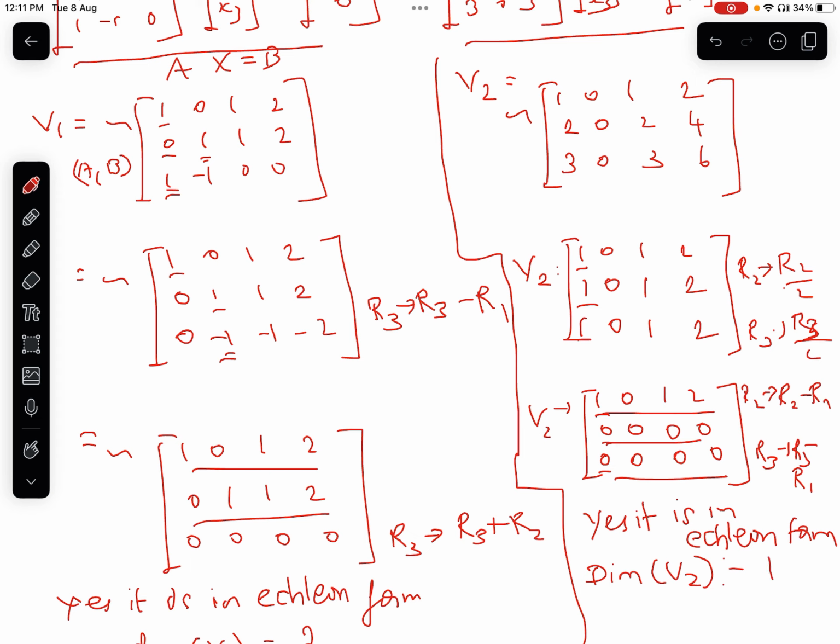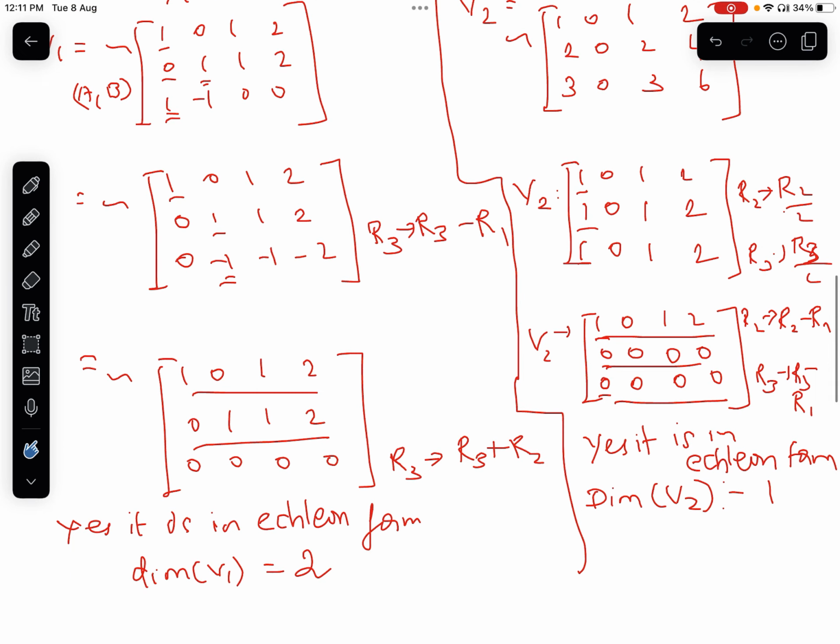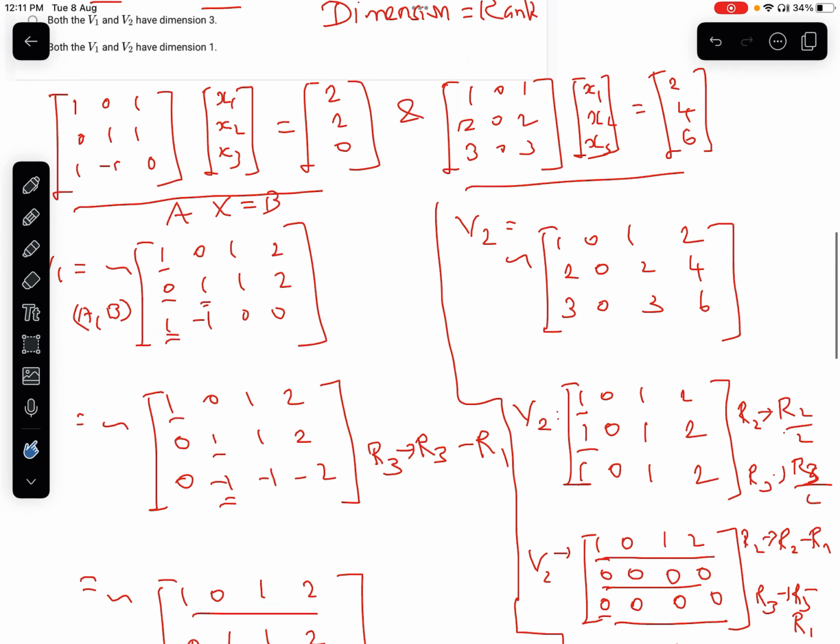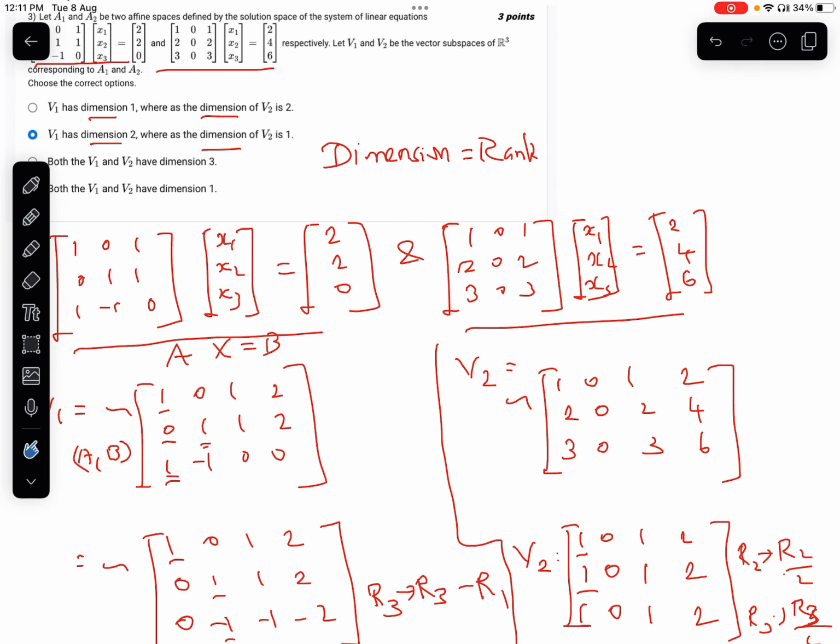So if you are checking the answer options, the dimension of V1 is 2 and the dimension of V2 is 1. So for V1 the rank is 2. Therefore the correct answer is option 2. Okay. So the dimension of V1 is 2 and the dimension of V2 is 1.